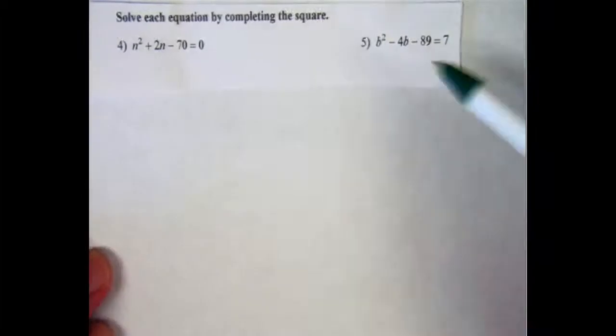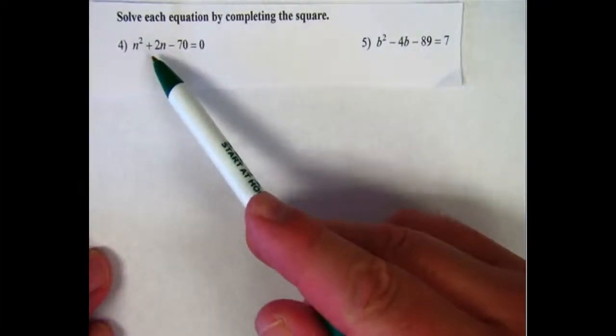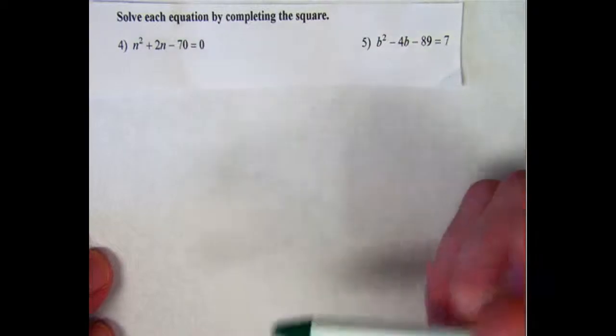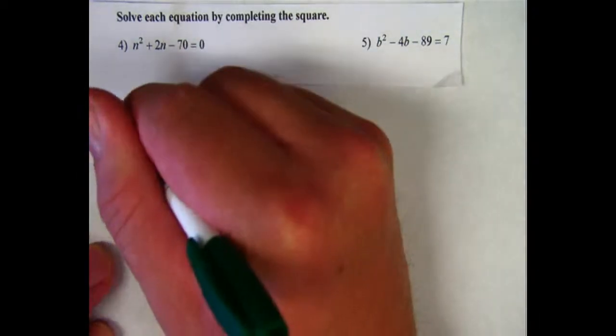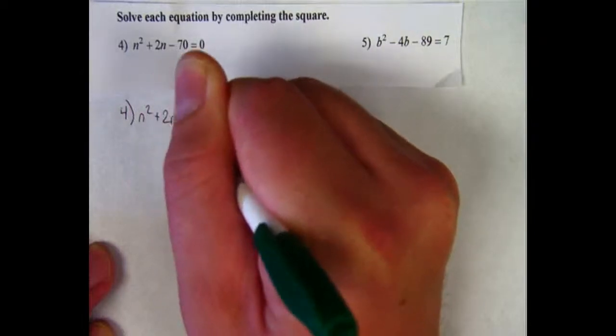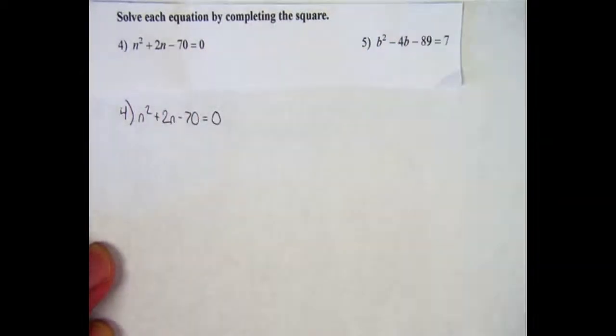Solve each equation by completing the square. So what we're going to do here is a technique to turn this type of problem into the type of problem you just worked, one that you can solve by taking a square root. So as always, let's just start by writing down the problem as is.